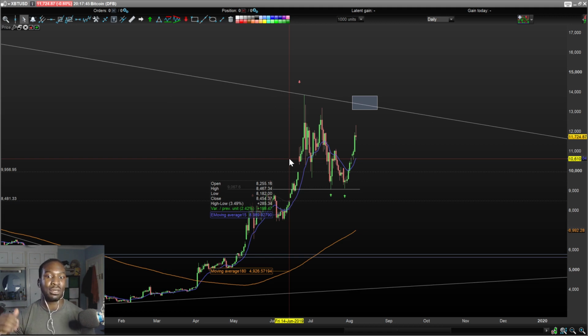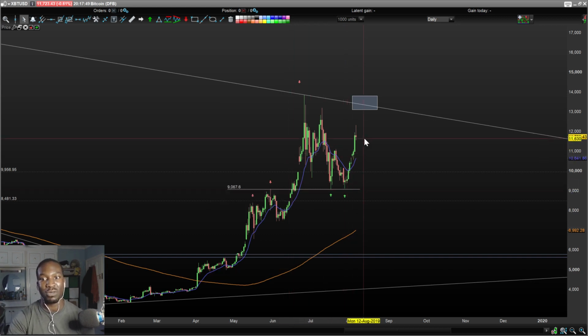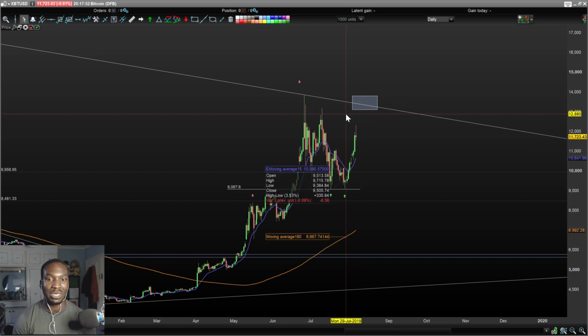So as the market keeps going down, you can expect Bitcoin to keep going up, and that's what we're seeing here. It's already had a little bit of a climb, and I believe it'll climb up to 13,000. Where it goes from there, I do not know, but that's my hypothesis for Bitcoin.